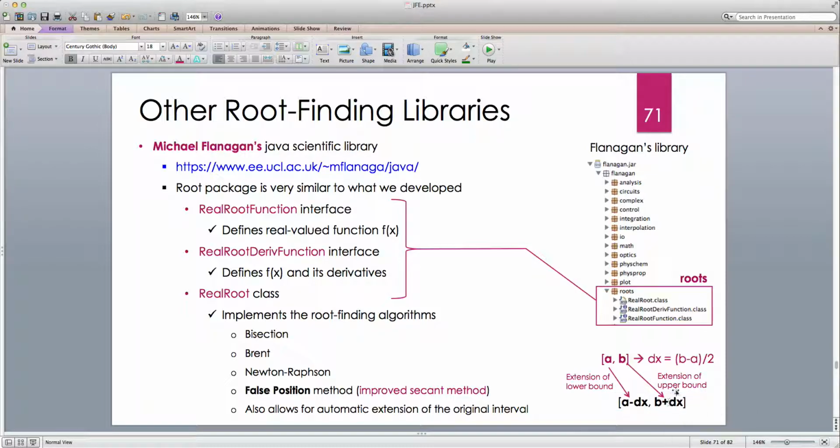So it adds half the interval to the lower bound and upper bound, and there are flags that you can set whether you want to extend the upper bound, lower bound, both of them, or none of them, and we'll look into that. So that's another interesting thing that we can implement, trying to extend the bounds of the initial interval if it's not a valid bracket. So let's head to Eclipse. Let's try to decompile this real root class and look into all the methods.